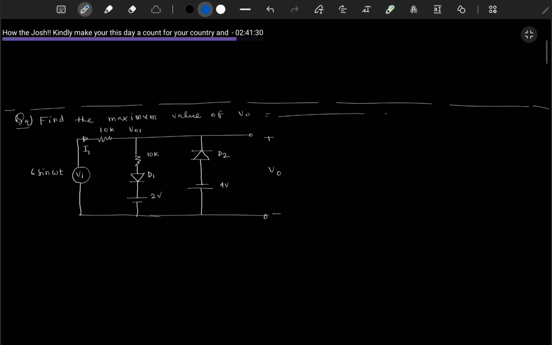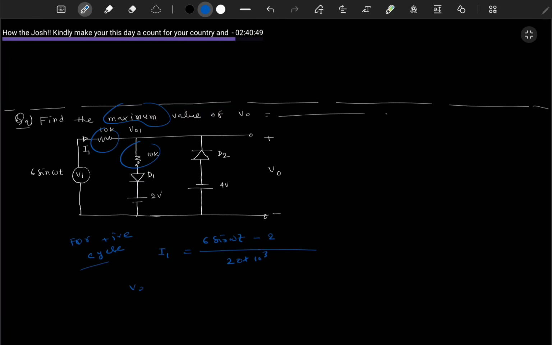Now move to question number 9. Maximum value of the VO we need to find out. This is maximum value, so we need to check both positive and negative cycles. First we can find out the I1. It will be 6 sin omega t minus 2 by, here is one resistance, here is one resistance, means 20 into 10 to the power 3.